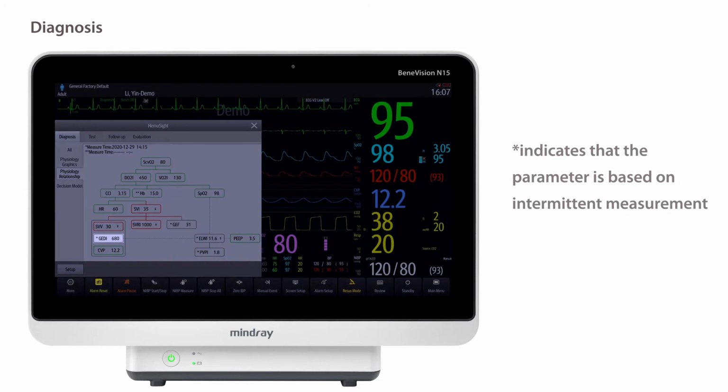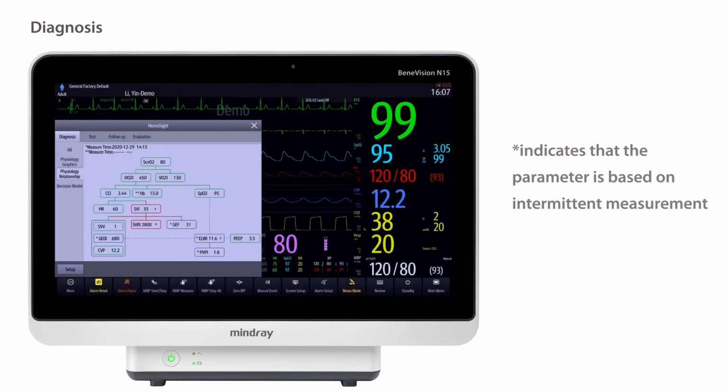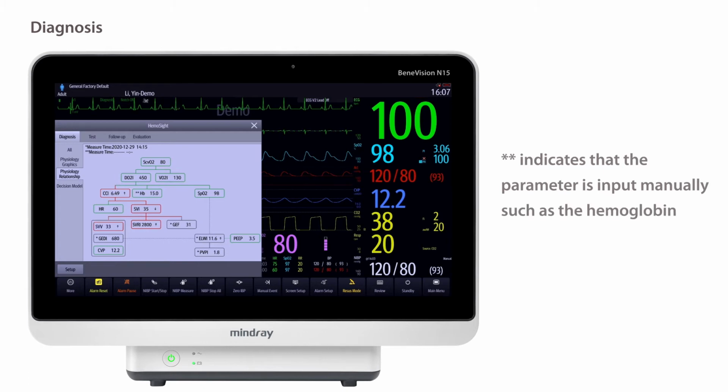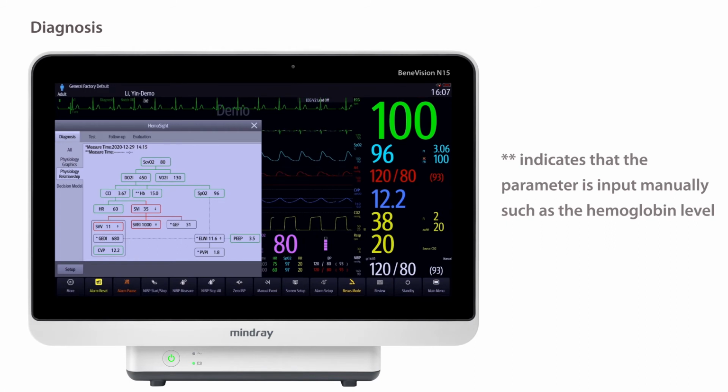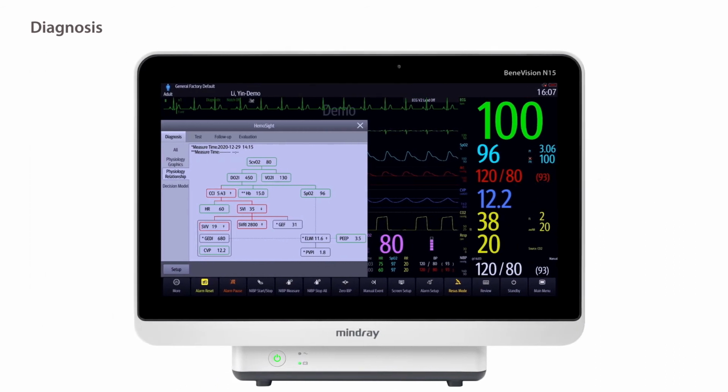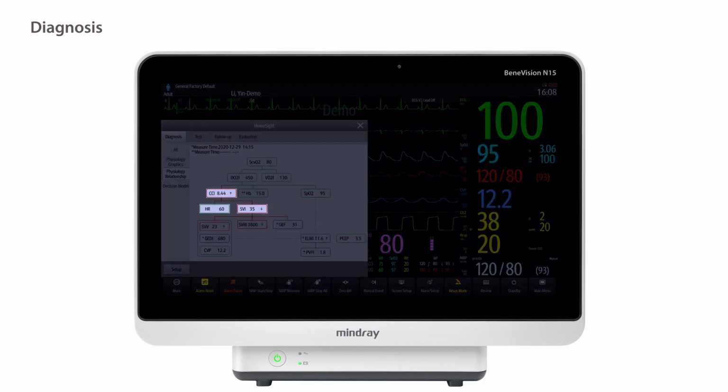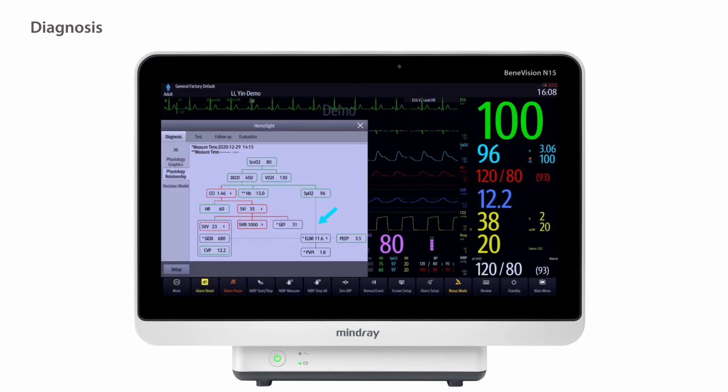For example, GEDI and ELWI are measured from the transpulmonary thermodilution, which are not continuous variables. Two-star symbol indicates that the parameter is input manually. For example, the hemoglobin level. Other parameters are real-timely updated. A solid line means that parameters connected have a direct relationship. For example, the continuous cardiac index is directly determined by two factors: the heart rate and the stroke volume index. However, the dotted line means that the parameters connected have just an indirect relationship.